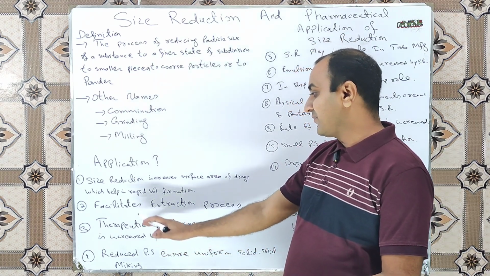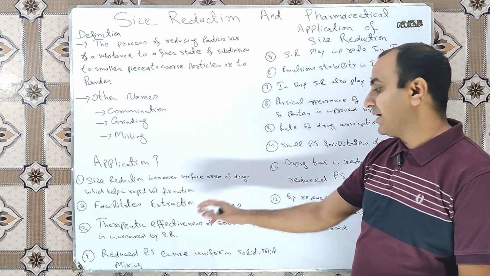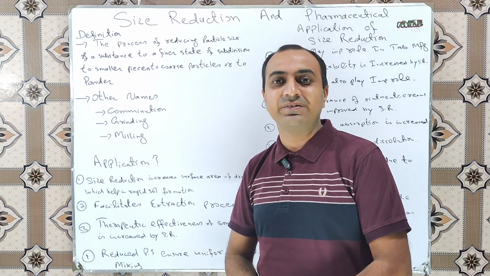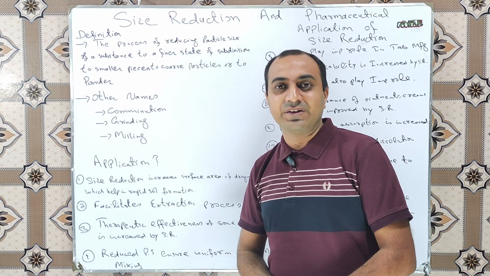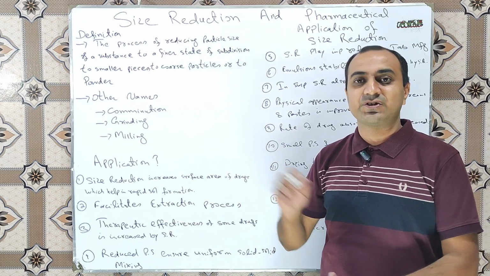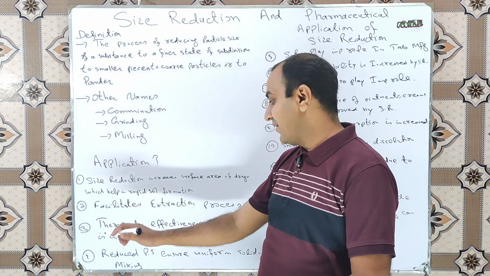Next, particle size reduction facilitates the extraction process. It means that when we reduce the particle size, surface area is increased, and due to the increased surface area, the extraction process for certain crude drugs is enhanced.